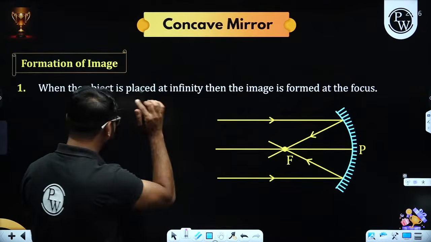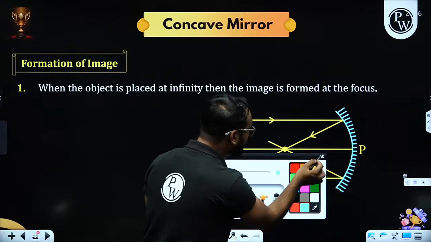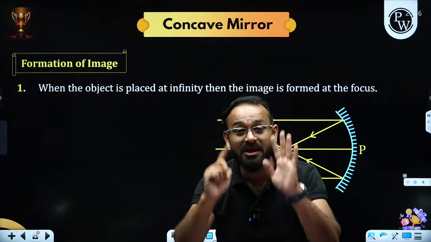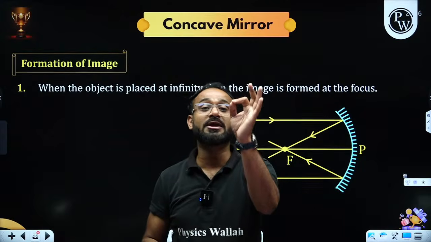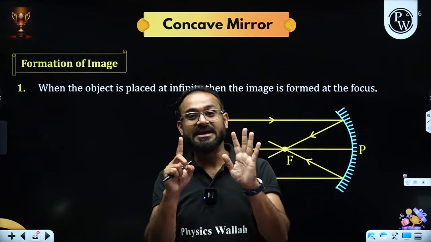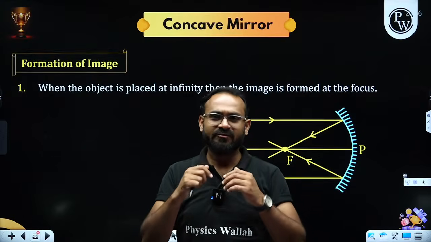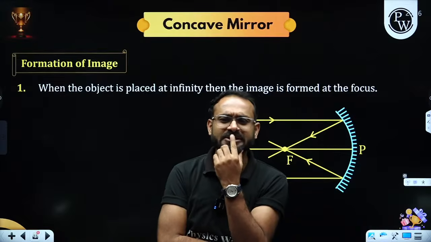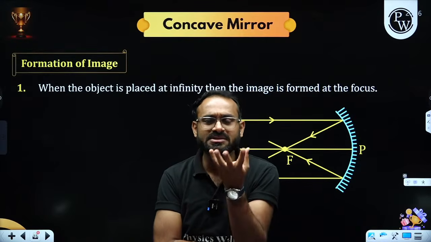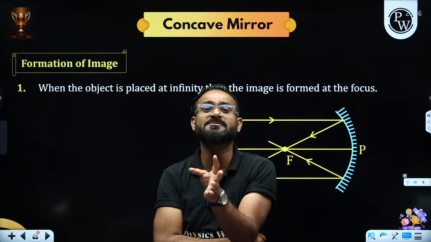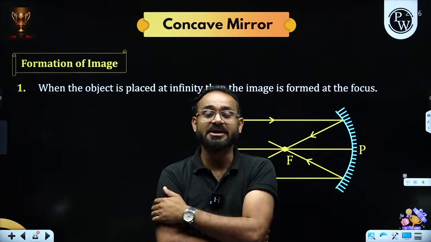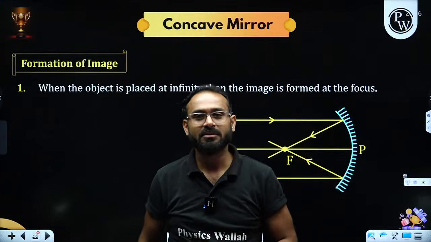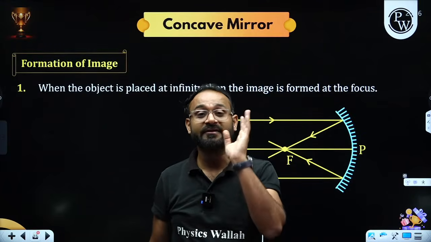After that, the image formation. There are a total of 6 cases that we are going to discuss in terms of the concave mirror. One by one. First of all, sir, what are the places where I am going to place the object? That is the question that should come into our mind. So first of all, I will start with the very far distance. The distance will be considered as infinity.